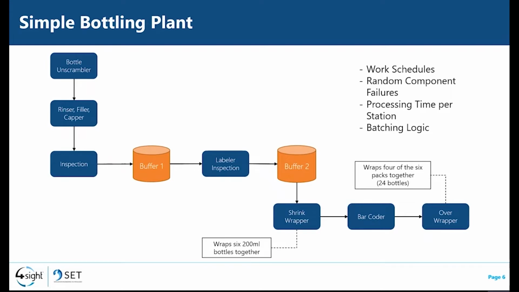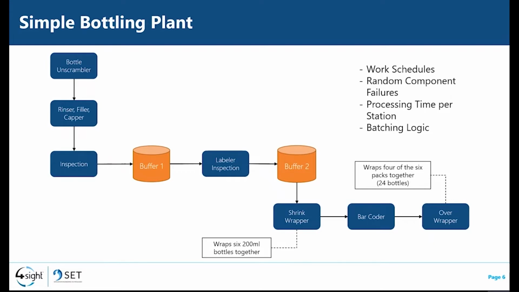tank or accumulation table. Pretty much what this buffer tank does is it ensures that the next station, your labeler inspection, has a constant inflow feed so that it's not limited. Okay, and then it moves on to the next buffer tank or accumulation table, and then it flows to your shrink wrapper.